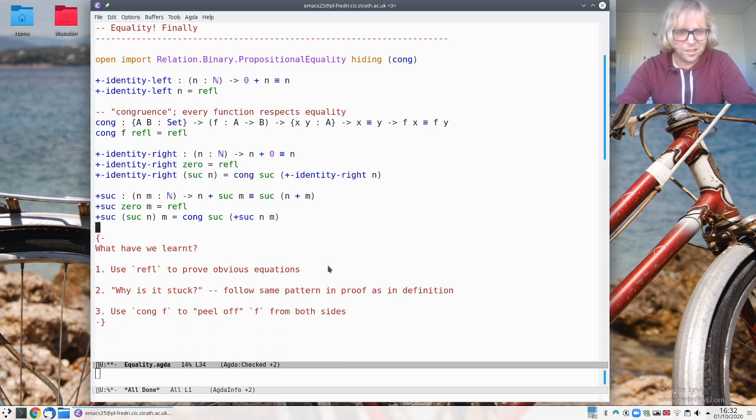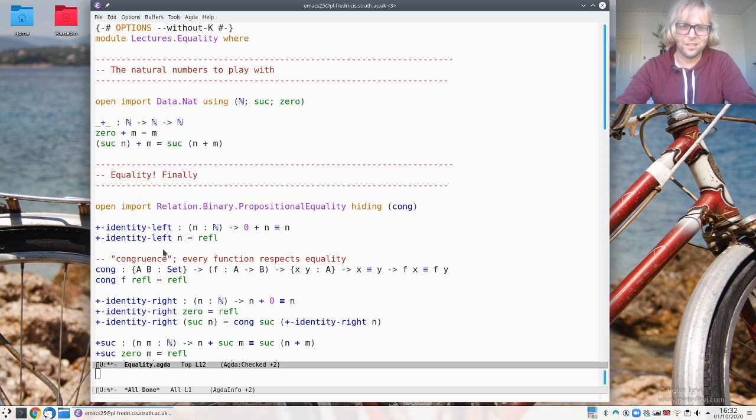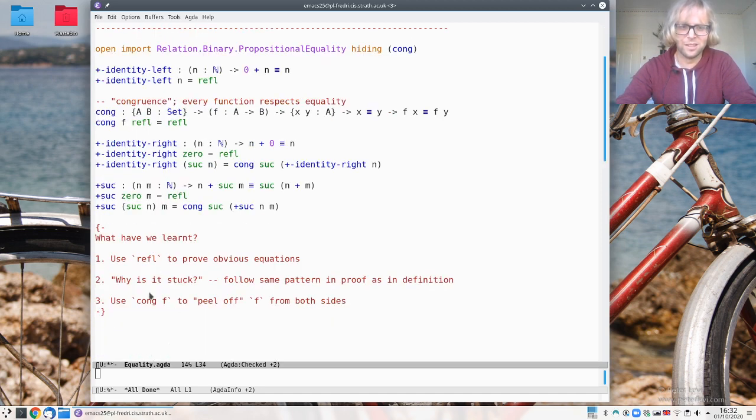Okay, so what have we learned? Well, we use refl to prove obvious things when we say that x equals x, and if it's not obvious yet, then we often ask ourselves, why is it stuck? So that we can follow the same pattern in the proof about the function as in the definition of the function to make it reduce. And finally, we use cong f to peel off an f from both sides in order to continue making progress on smaller things.